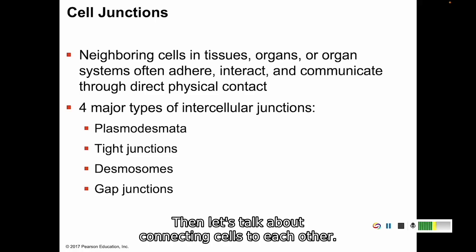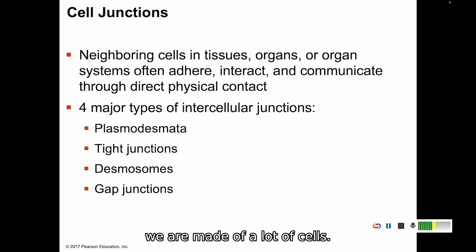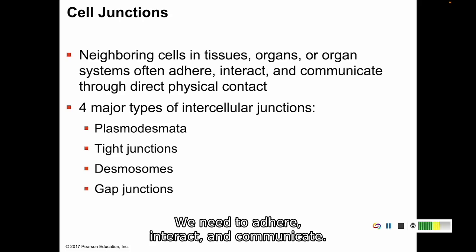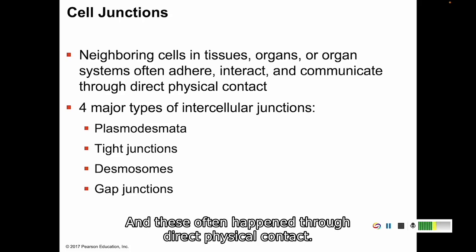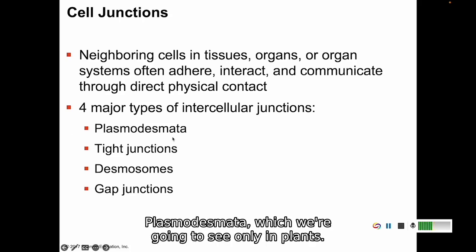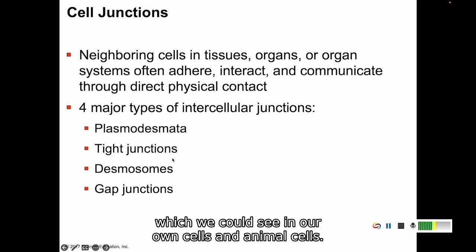Then let's talk about connecting cells to each other. In things like animals and plants, we are made of a lot of cells, and those cells need to be able to connect and coordinate and work together. So we need to adhere, interact, and communicate. And these often happen through direct physical contact. There are 4 types of intercellular junctions: plasmodesmata, which we're going to see only in plants, and then tight junctions, desmosomes, and gap junctions, which we could see in our own cells and animal cells.